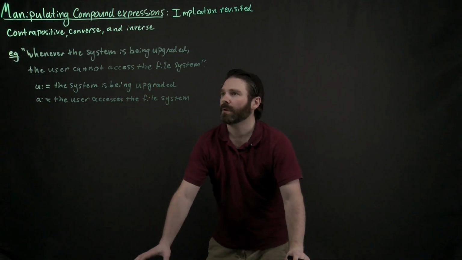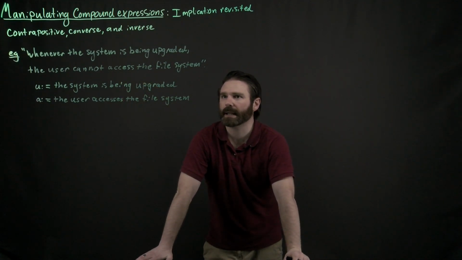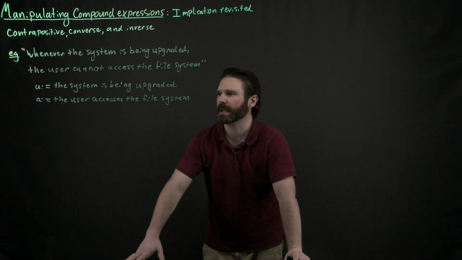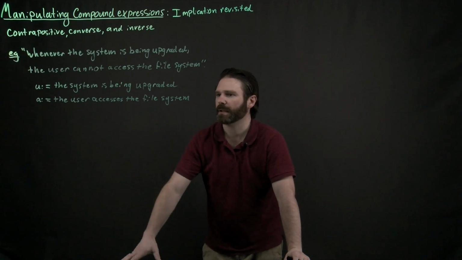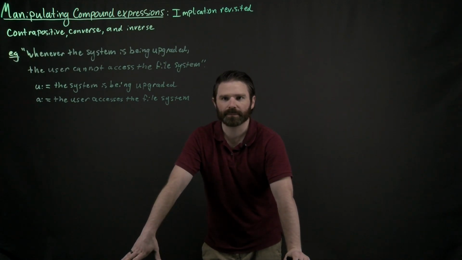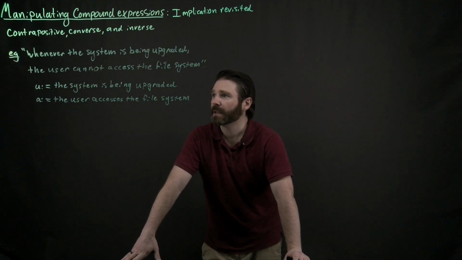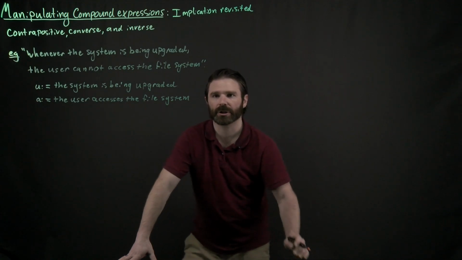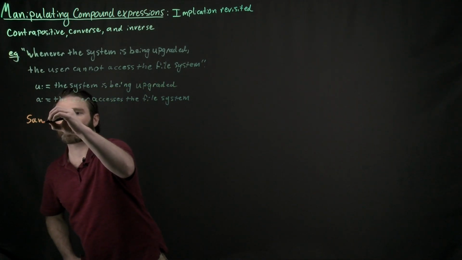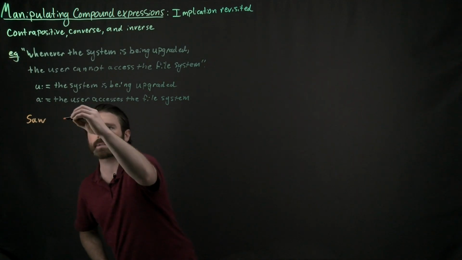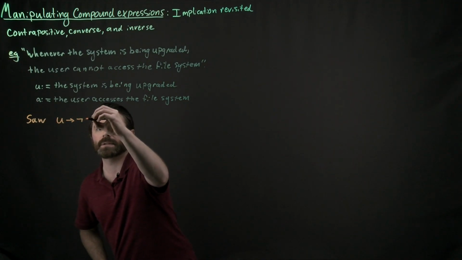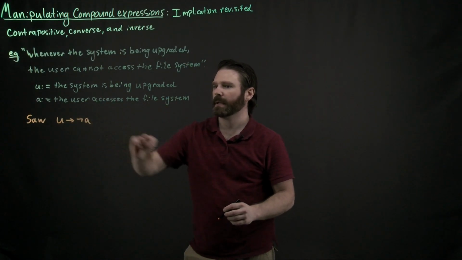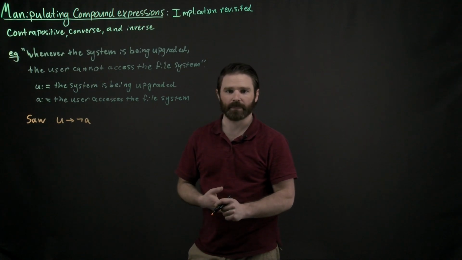So you recall this example: whenever the system is being upgraded, the user cannot access the file system. And we defined two logical variables, one being U, the system is being upgraded, and another one, A, the user accesses the file system. So we already saw that this English sentence could be translated as U implies not A. If the system is being upgraded, then the user cannot access the file system.